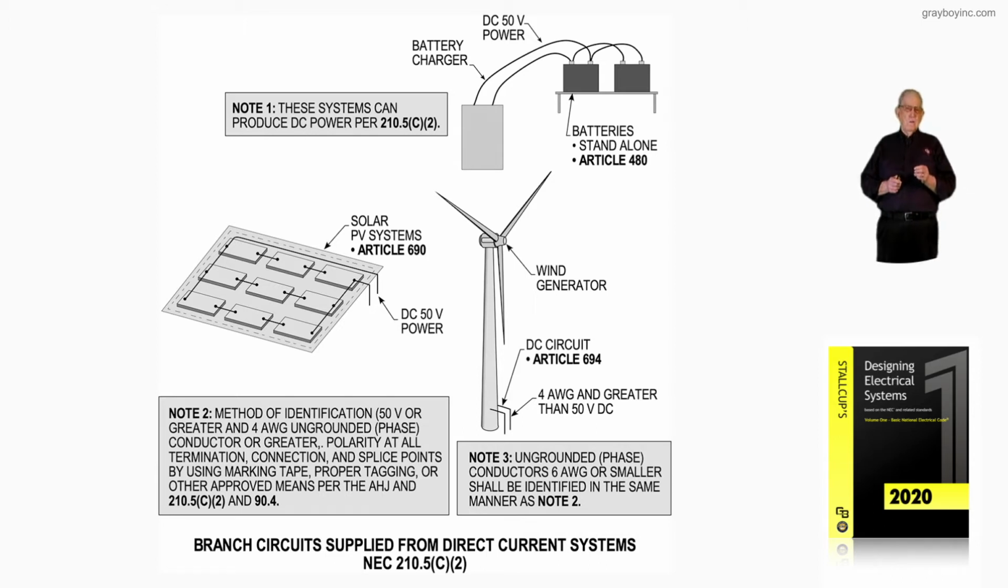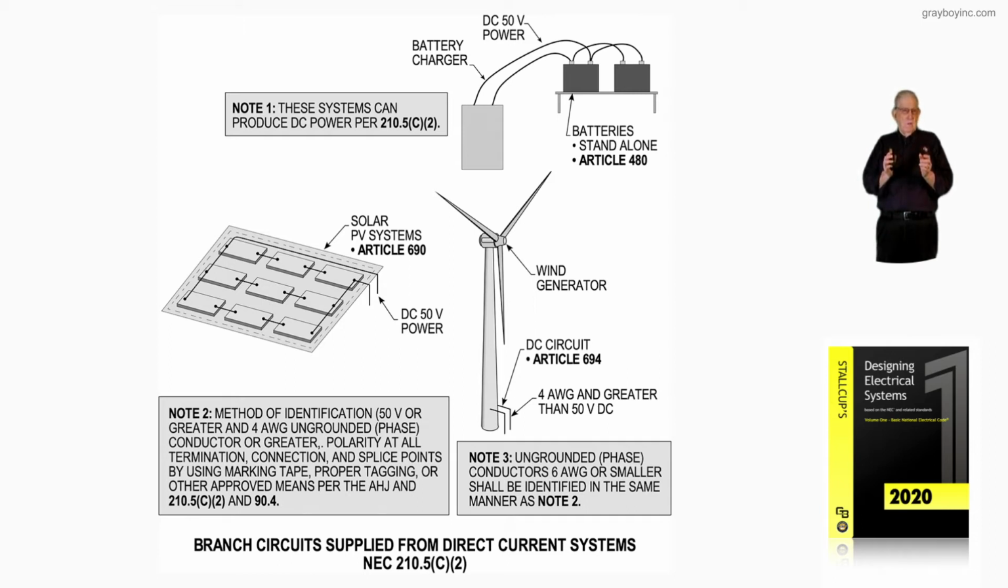But notice note 1 is these systems can produce DC power as outlined in 210.5(C), as in part 2. Note 2 states method of identification: 50 volts or greater, and number 4 AWG phase conductors or greater, polarity at all terminations, connections, and splice points by using marking tape, proper tagging, or other approved means that the authority having jurisdiction has. So it's okay to use in accordance with 210.5(C) in part 2. And of course, 90.4 gives the authority having jurisdiction the final say.